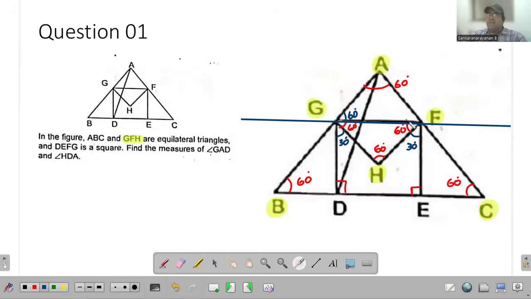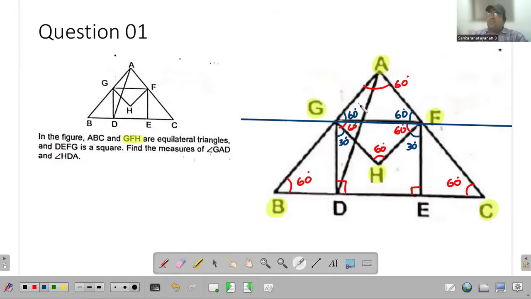In the same way, you can consider GF is parallel to BC. Since this is 60 degrees, corresponding angle, I can see that this also should be 60 degrees. And that gives us the insight that triangle AGF is also equilateral. Look at triangle AGF. It is also equilateral, right?